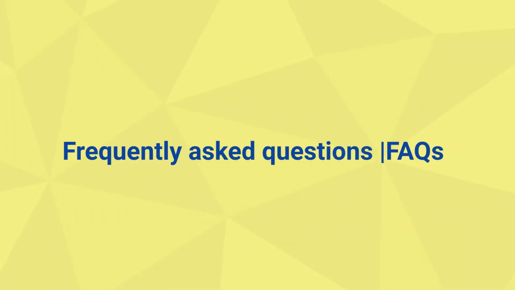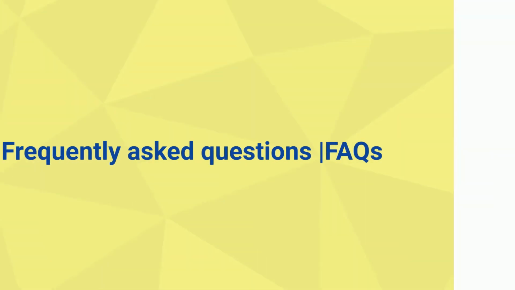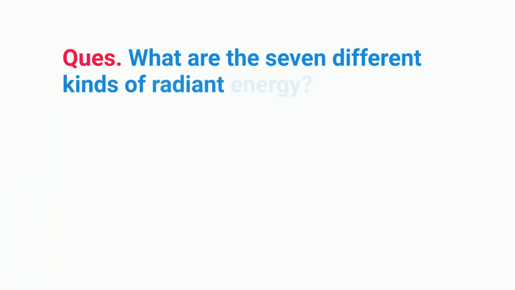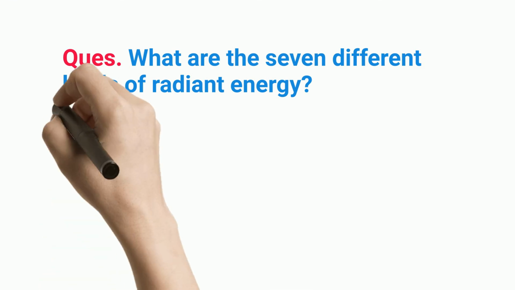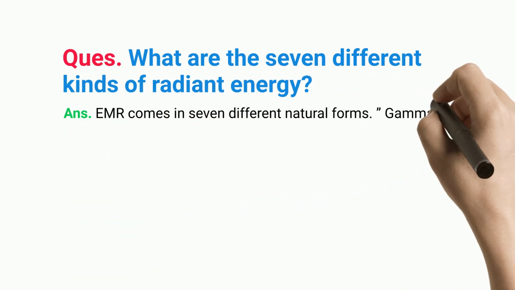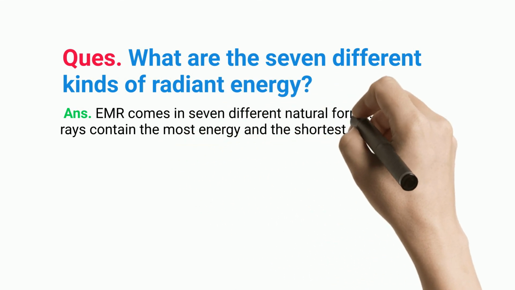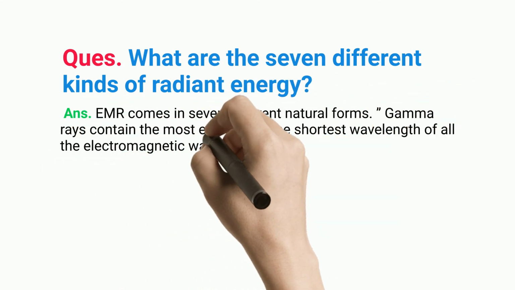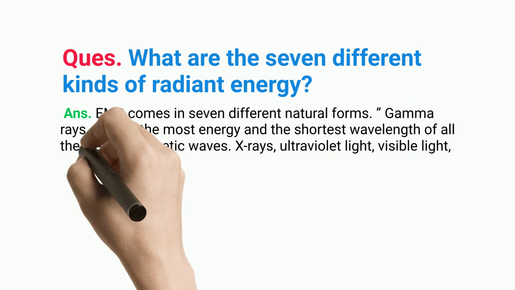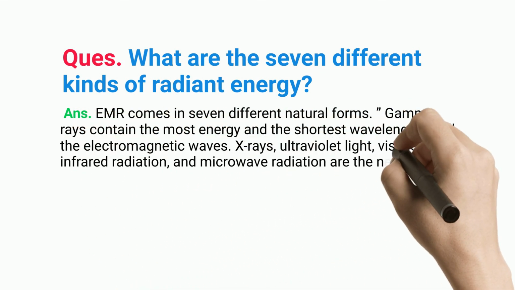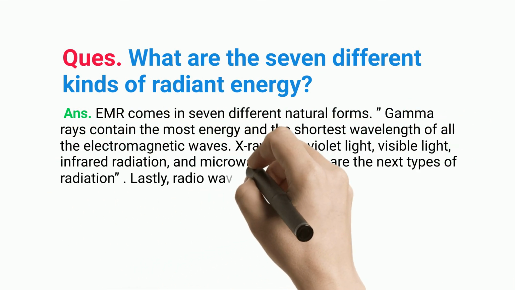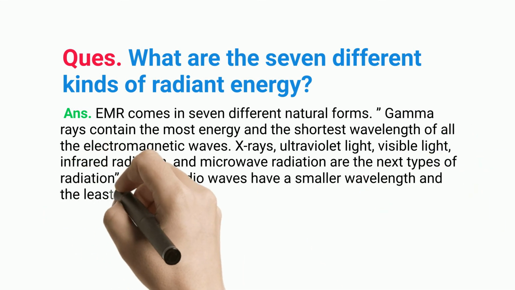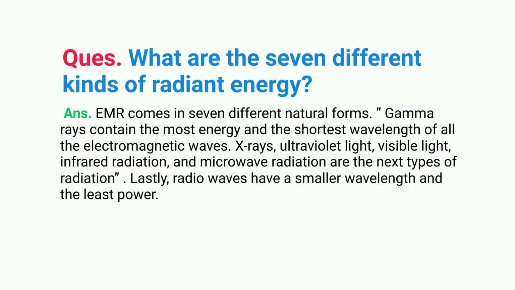Frequently asked questions, FAQs. Q. What are the 7 different kinds of radiant energy? EMR comes in 7 different natural forms. Gamma rays contain the most energy and the shortest wavelength of all the electromagnetic waves. X-rays, ultraviolet light, visible light, infrared radiation, and microwave radiation are the next types of radiation. Lastly, radio waves have the longest wavelength and the least power.